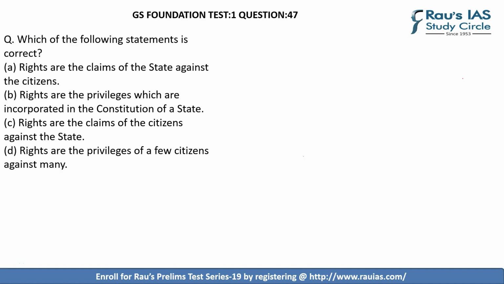Question number 47 gives us 4 definitions of rights and we need to identify the correct one. Now in this context, understand the meaning of rights. Here, the right is referred to the fundamental rights which are enshrined in Part 3 of the Indian Constitution from Article number 12 to Article number 35. Now these rights are provided by the Constitution to the citizens so that the state shall not trample upon any basic rights of an individual. However, these rights cannot be considered as privileges.